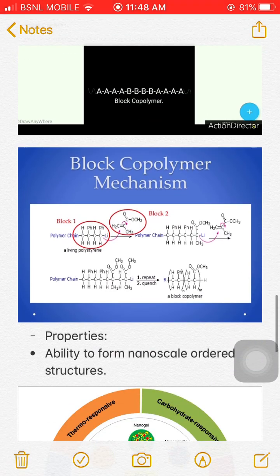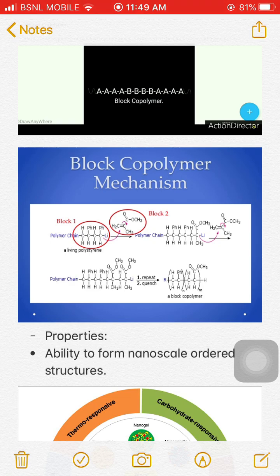And then comes block copolymer mechanism. So the mechanism is very simple. The only thing we have to notice is that for the formation of a block copolymer, we will have the starting material as a polymer itself. It is not simply just a styrene or a buta-1,3-diene. It is a polystyrene and polybutadiene that is taken. Their polymers are being taken to form the block copolymer.